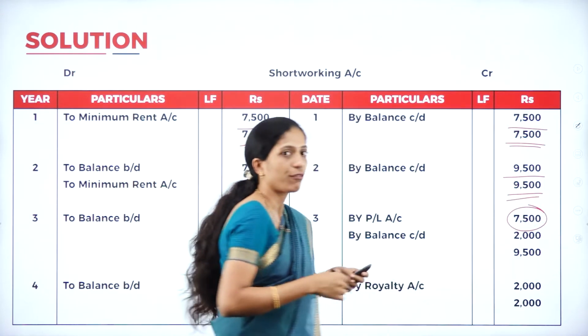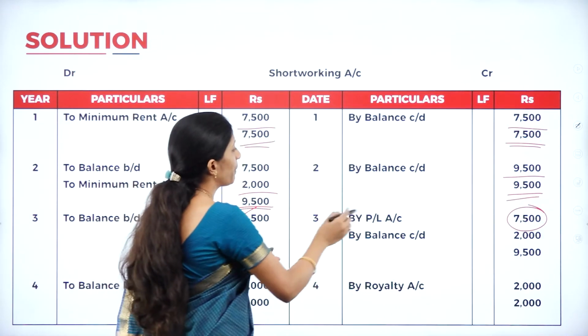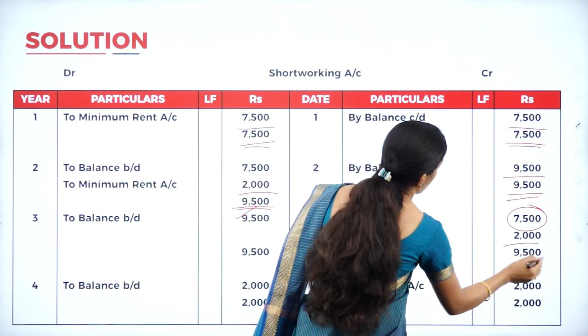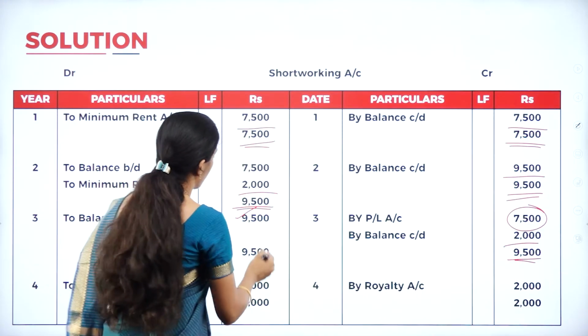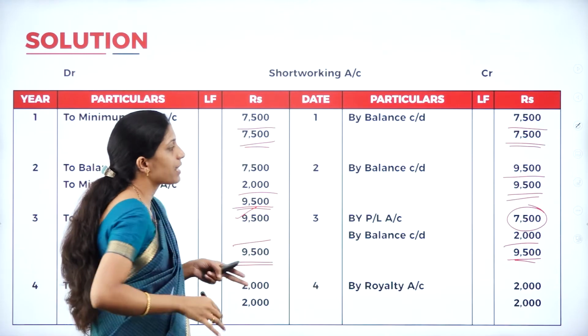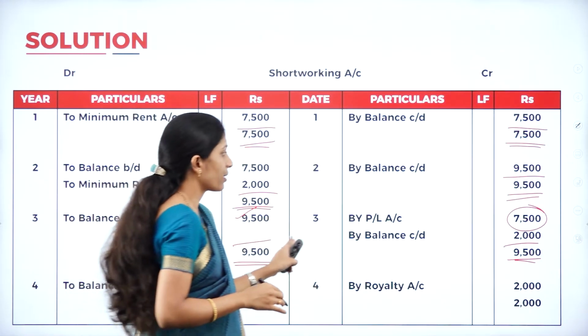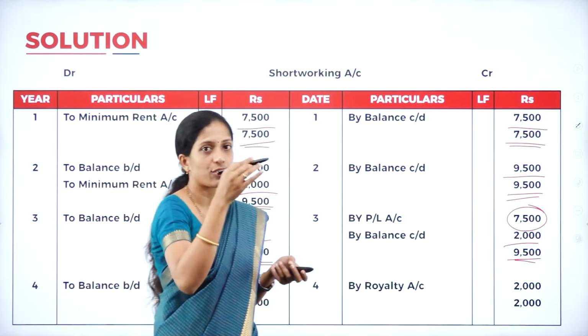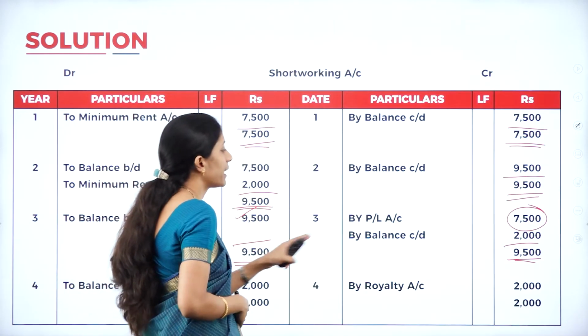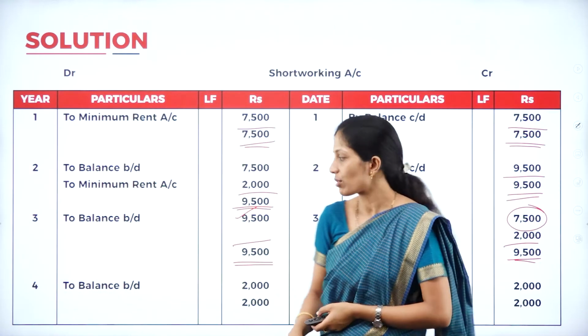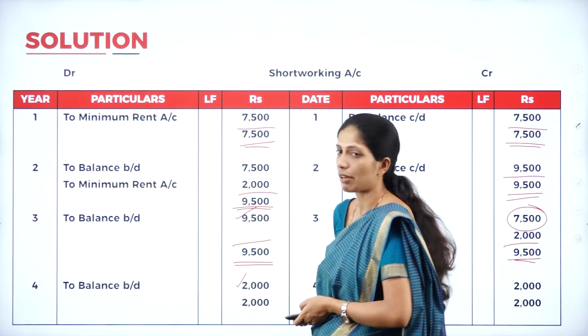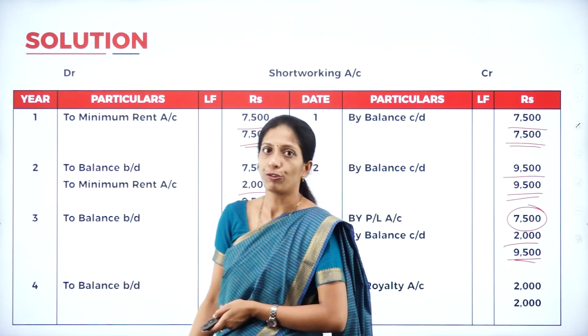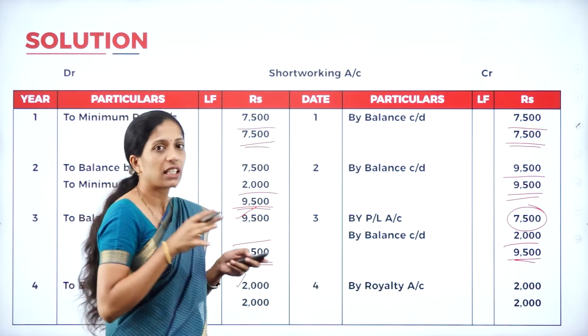So, this 7,500 we could not recover. Next, by balance carried down 2,000, because here it is 9,500 whereas there it is only 7,500. So, the balancing figure of 2,000 has to be carried down. Whatever amount you have carried down, that is 2,000, bring down that balance 2,000. Next, we shall see the fourth year. Hope you are clear with the third year.